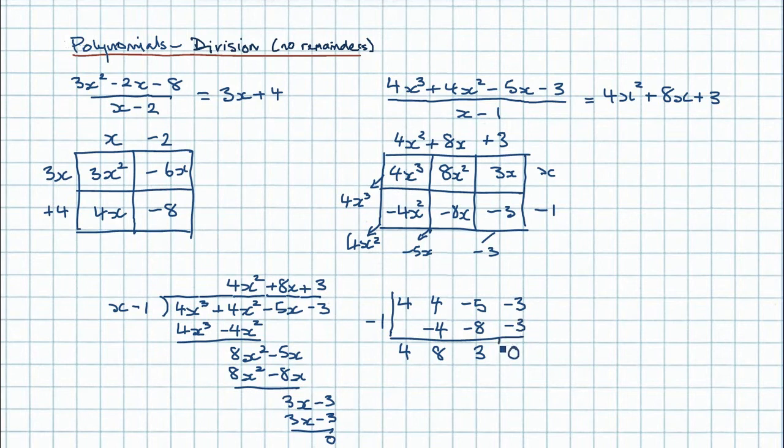And we'd expect that because this last term here is in fact our remainder. These are our x squared terms, our x terms, and our constant at the end. So that's how we would derive the answer 4x squared plus 8x plus 3 with no remainder. So that's synthetic division. And it works very nicely.